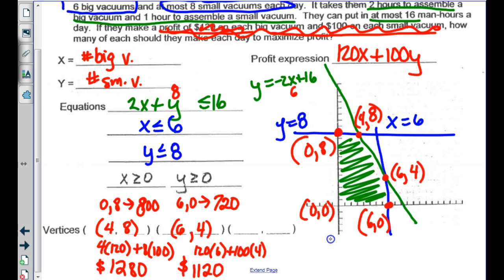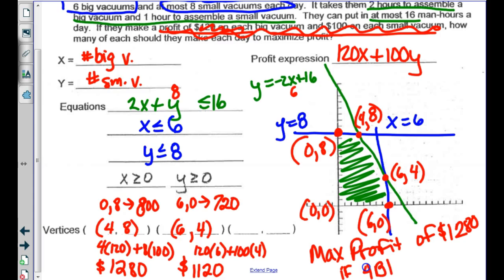Okay, so sentence answer. Max profit of 1280. So they should make what? 4 big and 8 small.